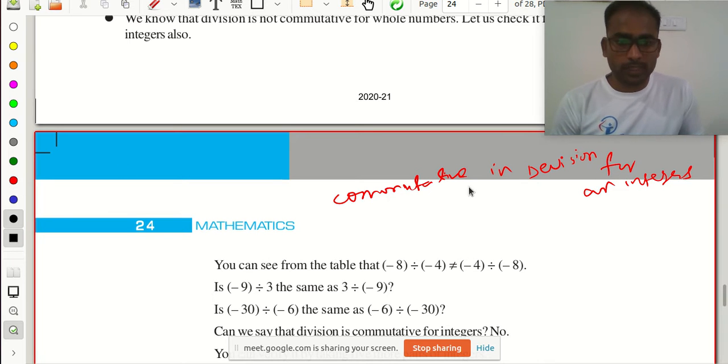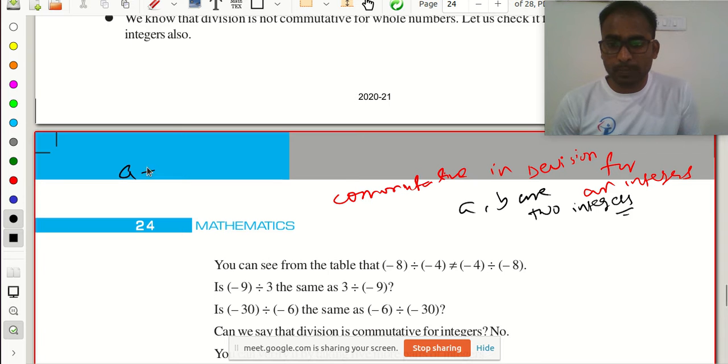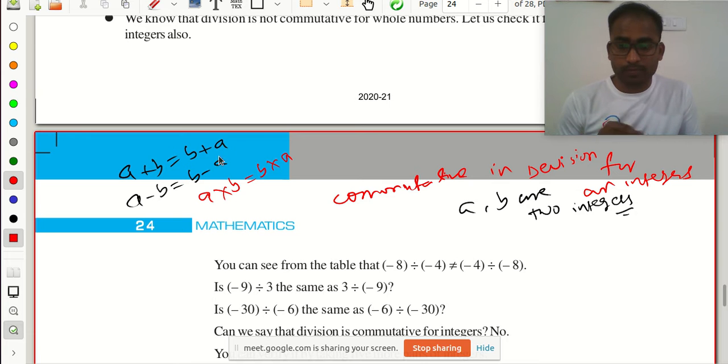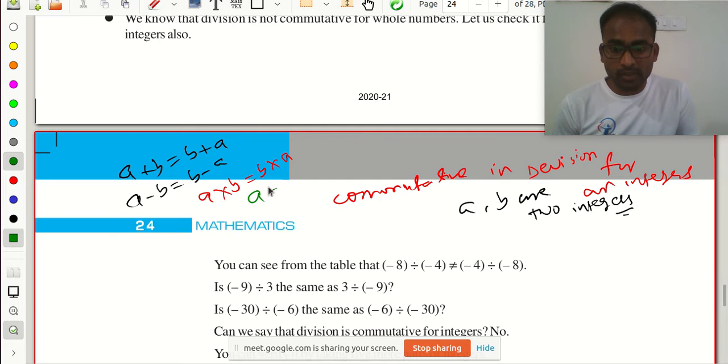Suppose A and B are two integers. Commutative in addition: A plus B is equal to B plus A. Commutative in subtraction has to satisfy A minus B is equal to B minus A. Commutative in multiplication has to satisfy A into B is equal to B into A. Is that true? Then commutative in division has to satisfy A divided by B is equal to B divided by A. This we need to check here.